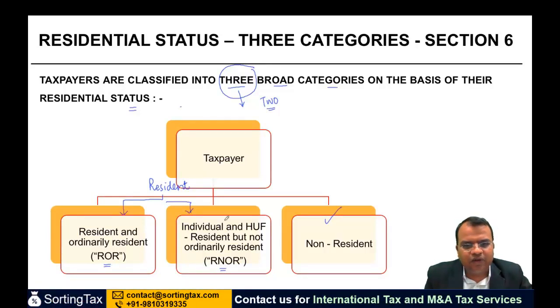Now, this concept of not ordinary resident or ordinary resident is applicable only in the case of individual and HUF, which means that for all other categories of assessees, they could either be resident and ordinary resident, or simply resident or non-resident. It is just that the individuals and HUF are further classified into resident but not ordinarily resident. The meaning of each one of these concepts, how they are applicable to various categories of person, is something which we will now look at one by one.